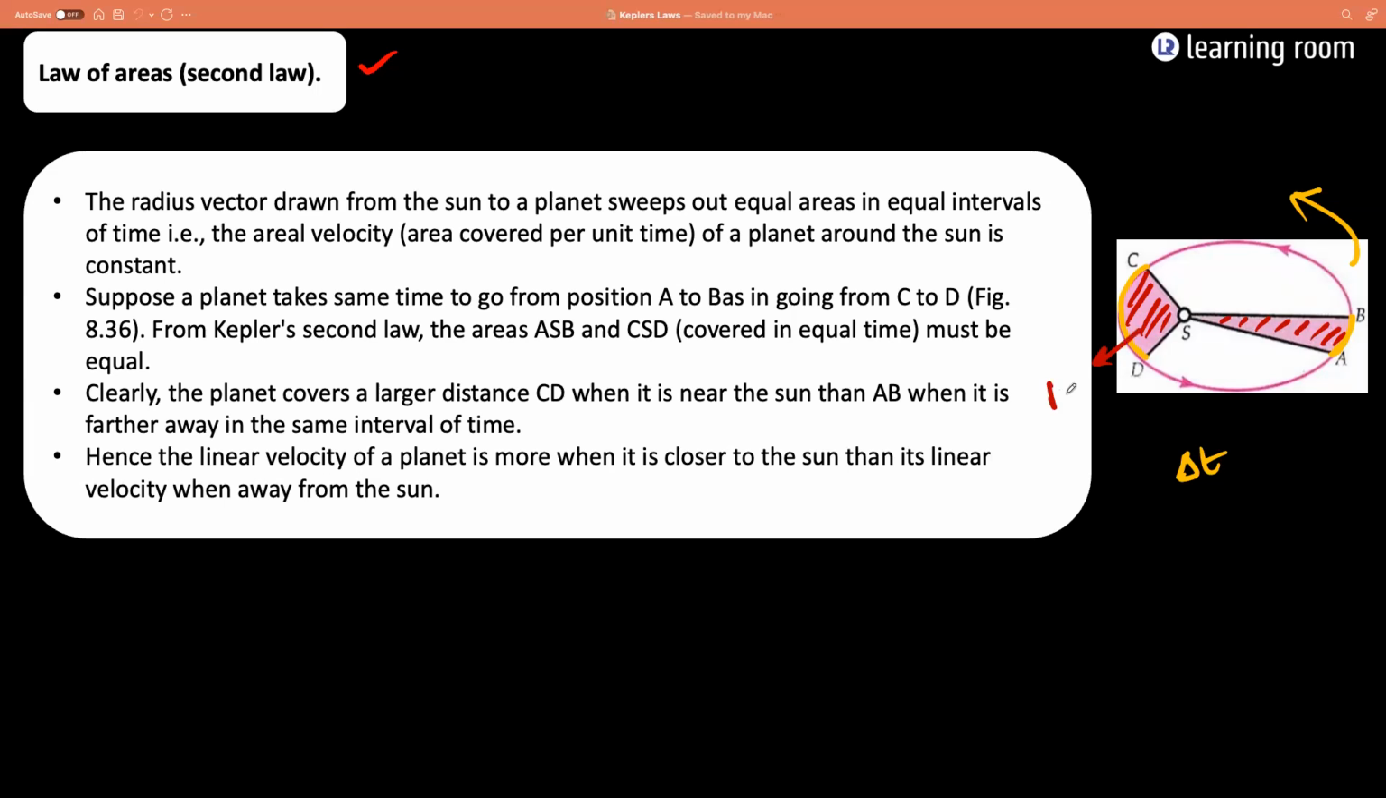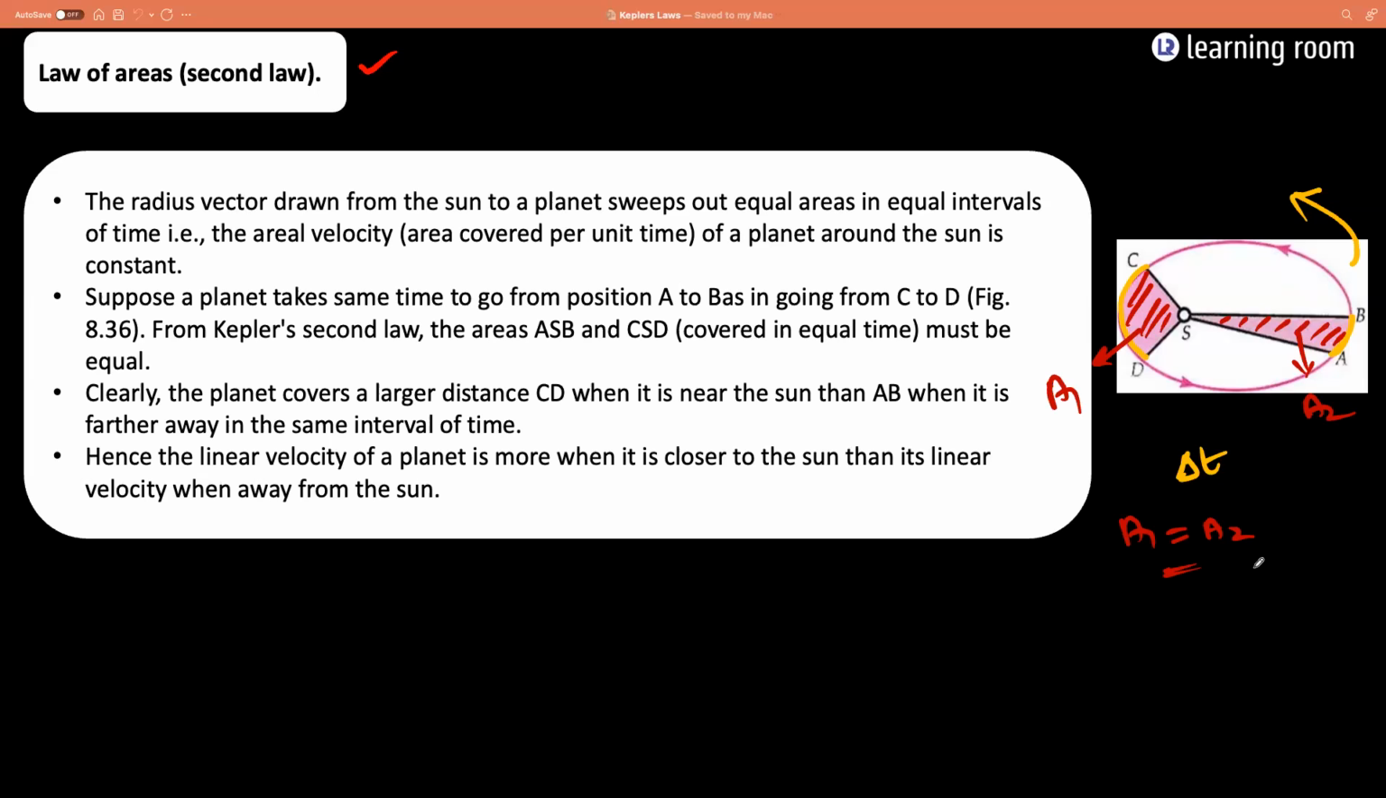So if this area is A1, I take this to be A2. A1 is equal to A2. Now read the statement and you will understand. The radius vector drawn from the sun to the planet sweeps out equal areas in equal intervals of time. That is the meaning. So that's what they've given in the explanation.